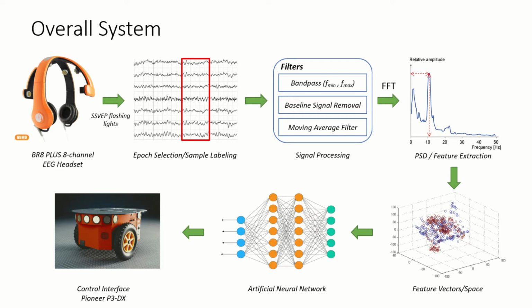Here is the overall system we implemented for this project. Brain activity of a user looking at visual stimulus is measured through a BRI 8-channel EEG headset. Epochs were selected as specific intervals, and the filtered signals were mapped to the frequency domain by using the fast Fourier transform function in MATLAB. Features like relative amplitude and frequency are extracted from the power spectral density graph. The resulting feature vectors are processed through an artificial neural network, which I trained using datasets I collected.